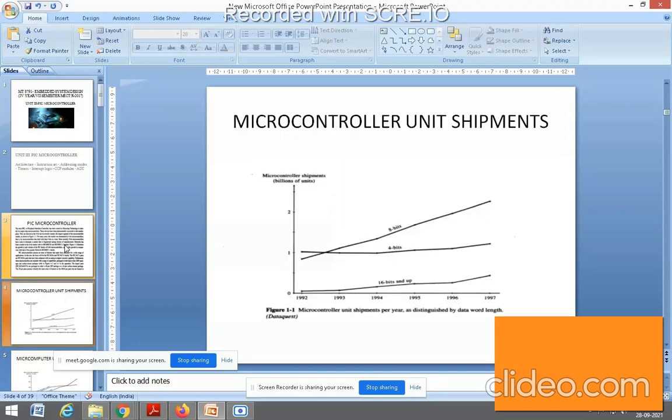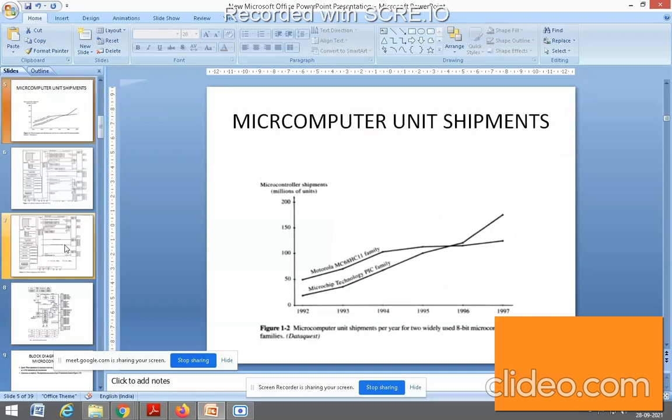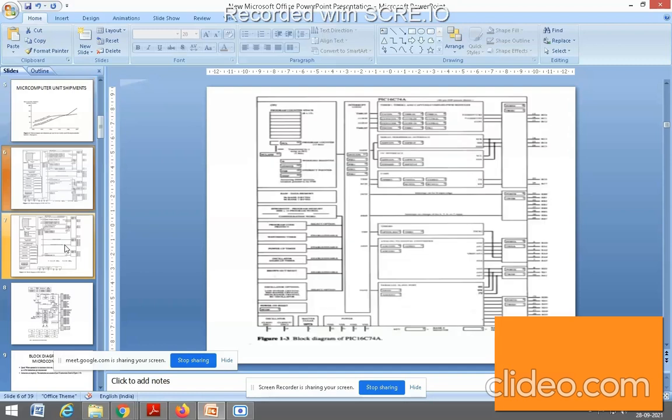So this is the growth of microcontrollers for the years 1992 to 1997, given here for 4-bit, 16-bit and 8-bit. This is also the microcomputer unit shipment for two families, the Microchip Technology PIC family as well as the Motorola family, for 1992 to 1997. They manufactured millions of units in these years.